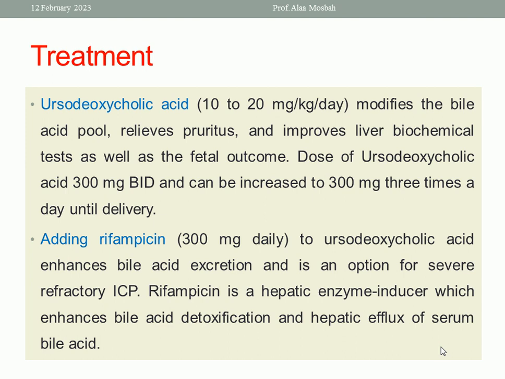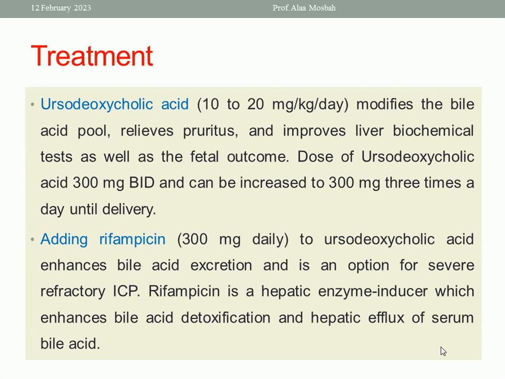Our first line of treatment is ursodeoxycholic acid given in a dose of 10 to 20 milligram per kilogram per day. Simply, I can say we should give the patient 300 milligram twice daily. Sometimes I may need to increase the dose to 300 milligram 3 times daily. Okay? What is the role of ursodeoxycholic acid? It modifies the bile acid pool, relieves pruritus, and improves liver biochemical tests, as well as the fetal outcome. And this is very important.